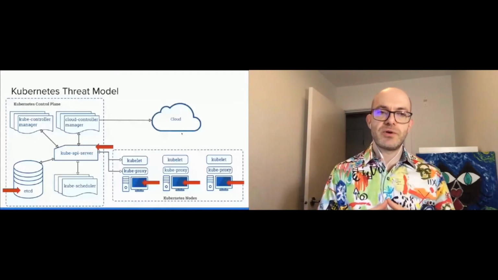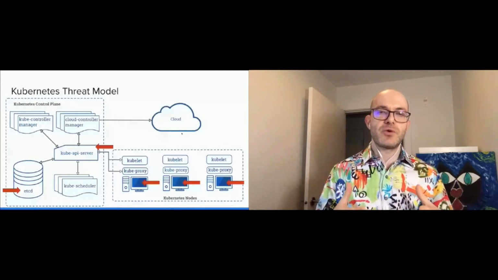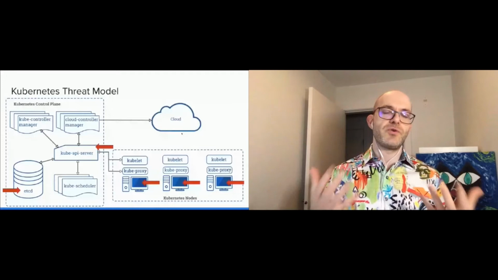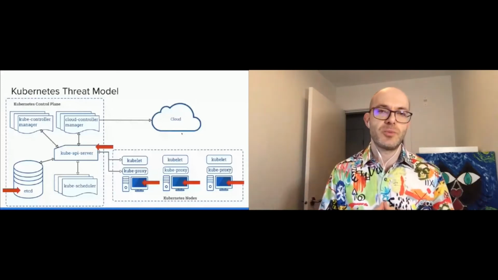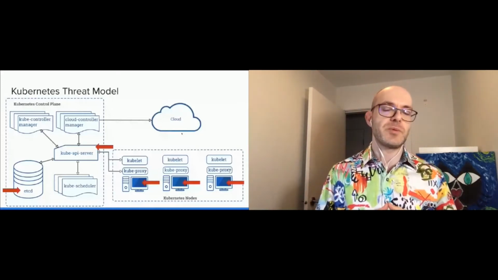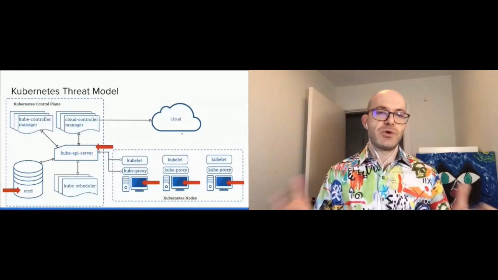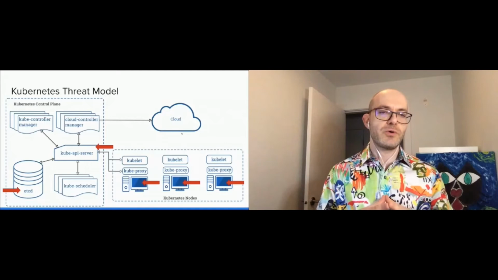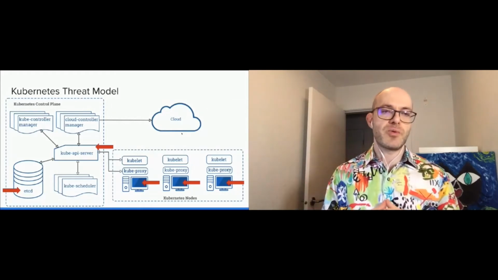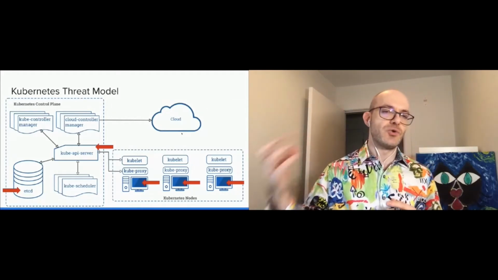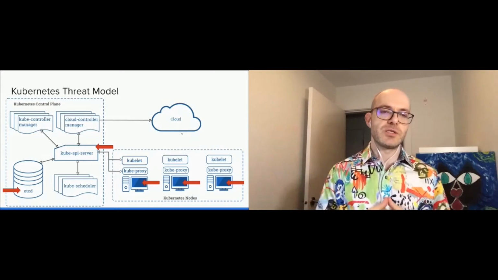Kube API server, again, anything that happens within Kubernetes is done through the server. So if you can find credentials and connect to that Kube API server, potentially you can do a lot of damage. And the third part is the worker nodes themselves. You are running workloads on those worker nodes. So if one of those workloads is compromised, that's essentially a door into potentially this whole cluster.